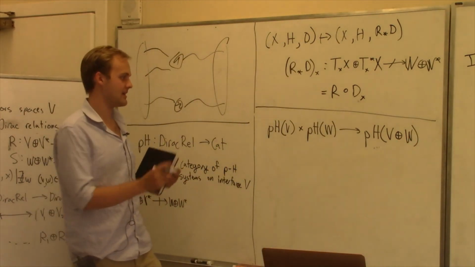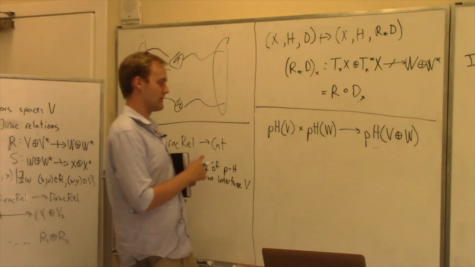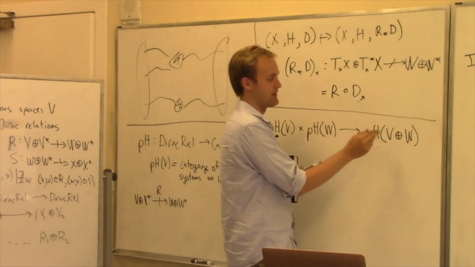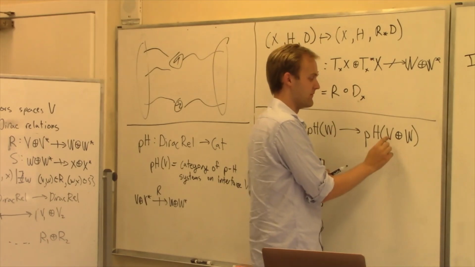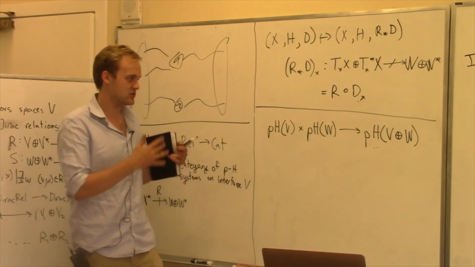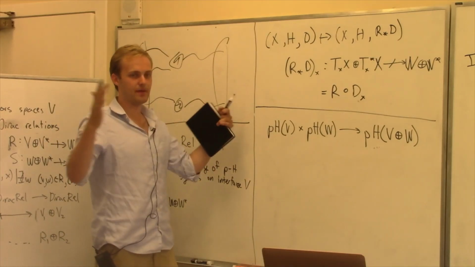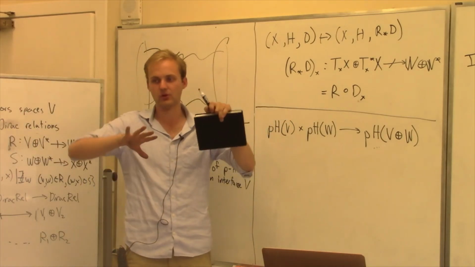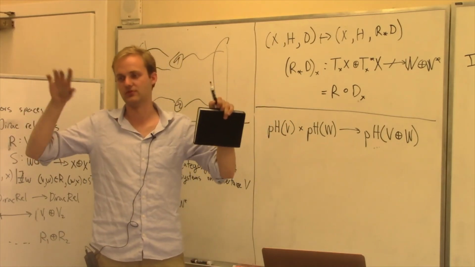So we want to take a Port-Hamiltonian system on V and a Port-Hamiltonian system on W and create a Port-Hamiltonian system on V direct sum W. And the idea behind this is that this is just like independent. We're going to take these two Port-Hamiltonian systems and put them together, but they're not going to interact. We're just going to let them do their own thing.